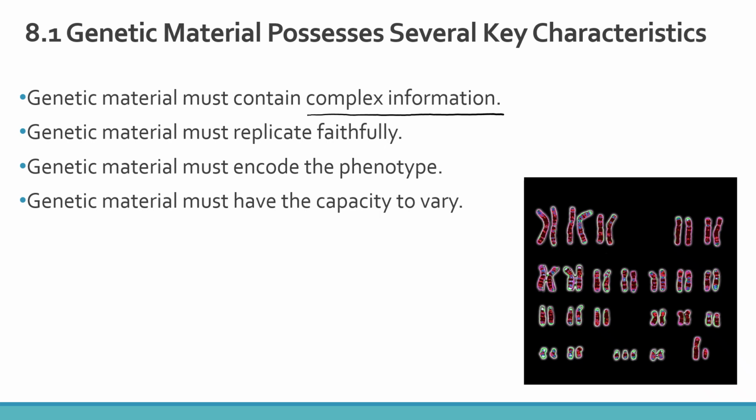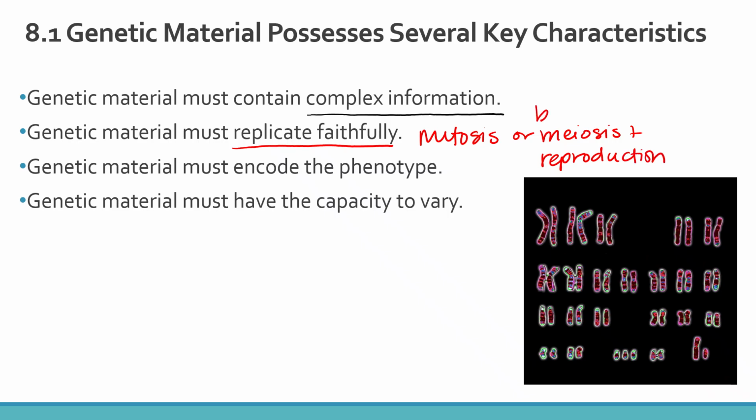And so not only does our genetic material have to hold that information, it must be able to replicate it to pass on either through mitosis or meiosis and reproduction, or through the process of binary fission, which is how our bacteria replicate. Our genetic material must also be able to encode the phenotype, or the physical characteristics of an organism.